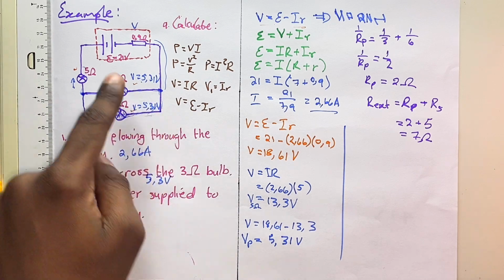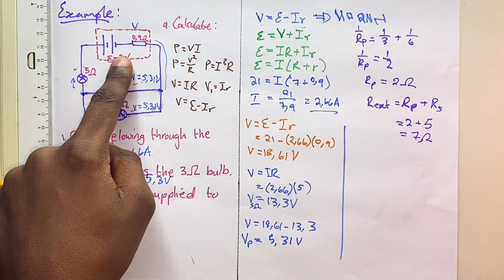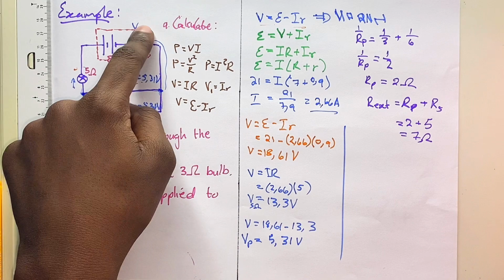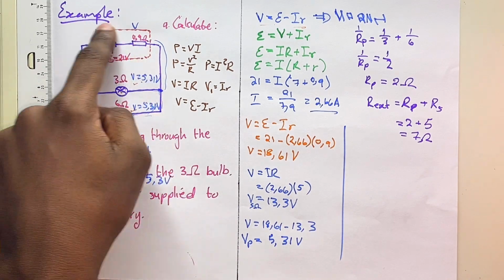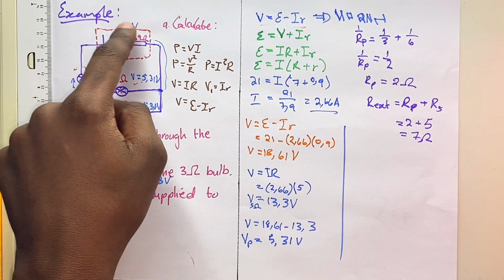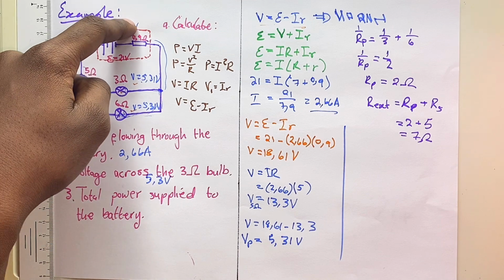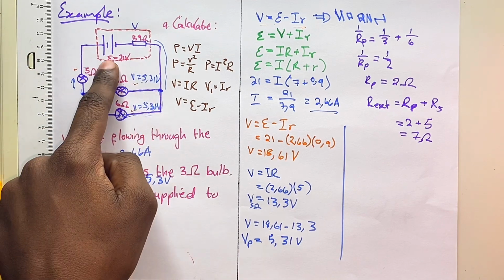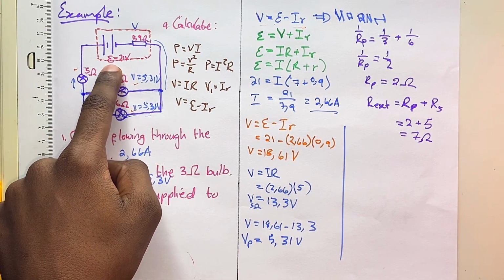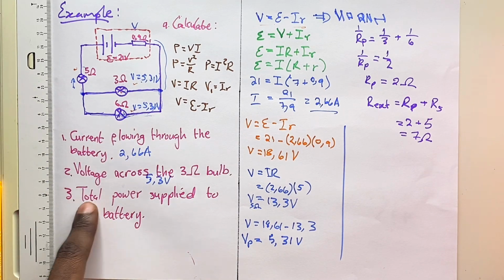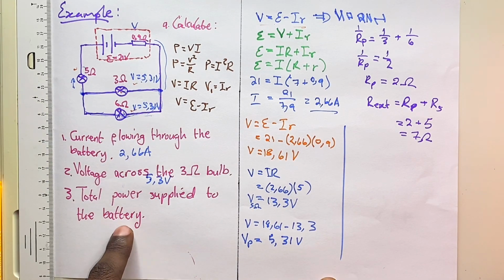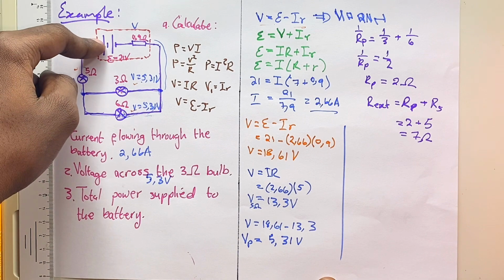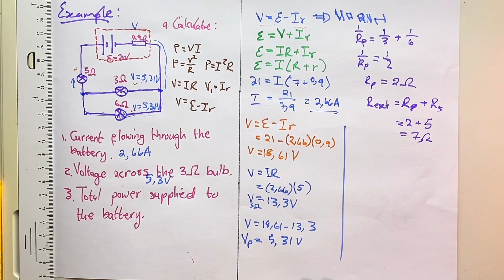Now let's continue to do the last one, total power supplied to the battery. Now inside the battery, instead of using the V load, which is the voltage due to external resistance, we are going to use the EMF, because in this case they don't want total power in the circuit, they want the total power supplied to the battery. So we will use the EMF.